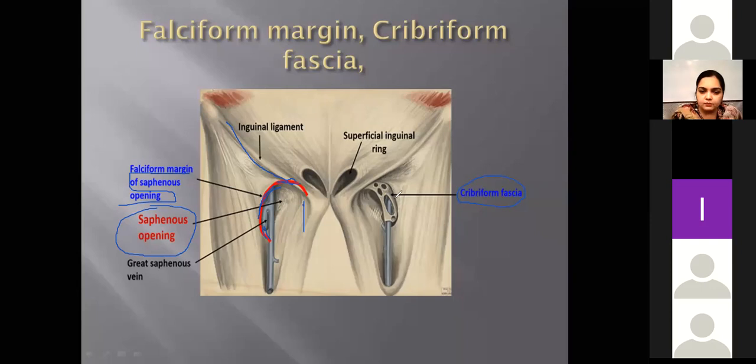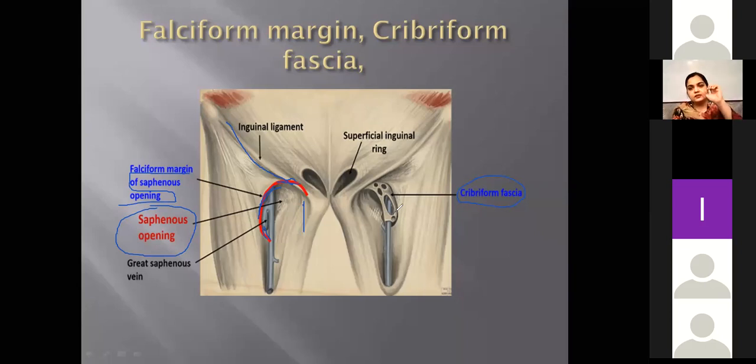These holes are present for the passage of the lymphatic vessels plus the great saphenous vein. The great saphenous vein passes through the saphenous opening, and through it, it becomes superficial.